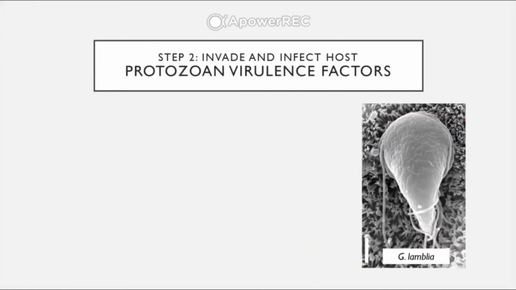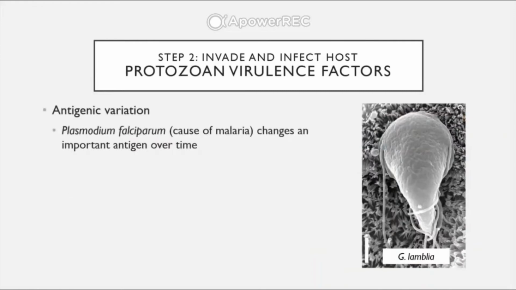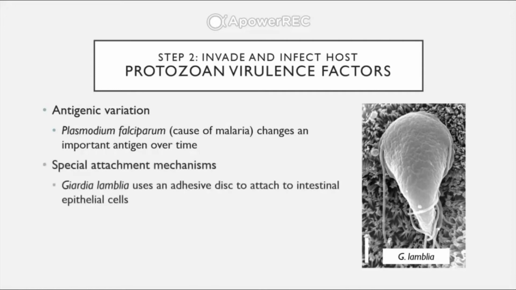Briefly, protozoan virulence factors. So these are eukaryotes. We have antigenic variation. We have Plasmodium falciparum, which causes malaria. It can have changes in important antigens over time, so therefore you cannot develop a full immunity to malaria.